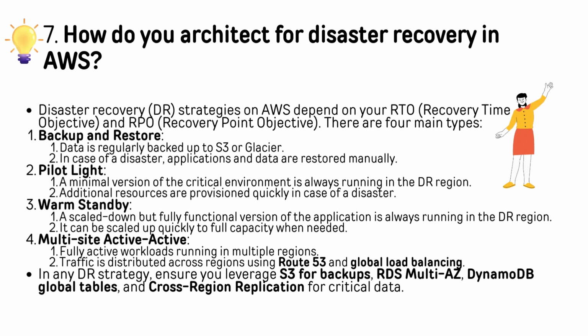Pilot Light. A minimal version of the critical environment is always running in the DR region. Additional resources are provisioned quickly in case of a disaster. Warm Standby. A scaled-down but fully functional version of the application is always running in the DR region. It can be scaled up quickly to full capacity when needed. Multi-site active-active. Fully active workloads running in multiple regions. Traffic is distributed across regions using Route 53 and global load balancing. In any DR strategy, ensure you leverage S3 for backups, RDS multi-AZ, DynamoDB global tables, and cross-region replication for critical data.